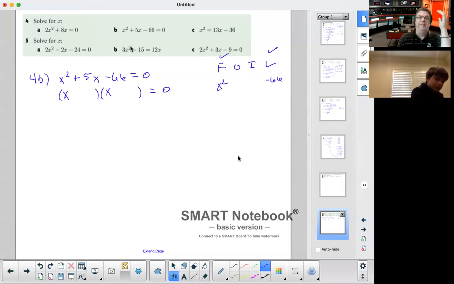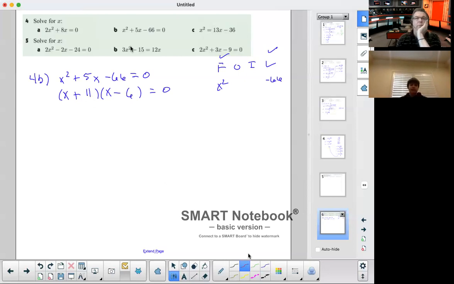Now they actually have to be negative 66. So one's going to be positive and one's going to be negative, right? All right. All right, I found it. It's 6 and 11 with 6 being negative. There you go.